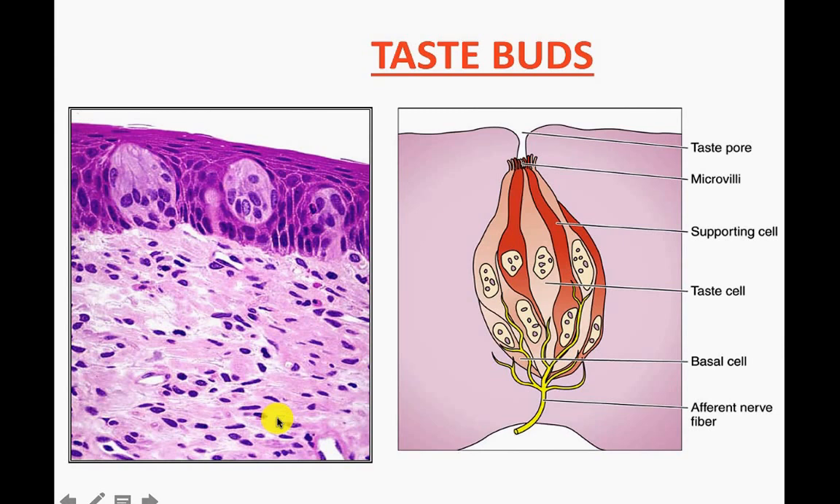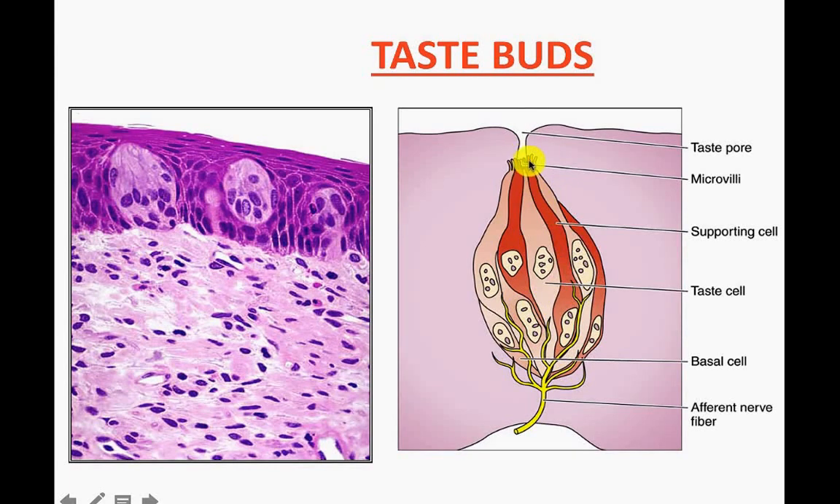Now let's move to the taste buds. It is a neuroepithelium, onion-shaped, having an opening on the surface of the tongue, and this opening is called the taste pore. And the taste bud is formed of 3 types of cells. We have the supporting cells.